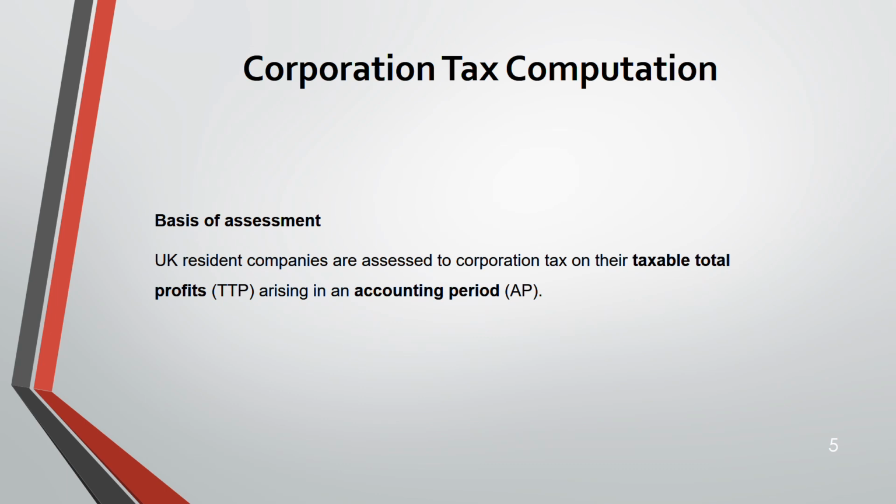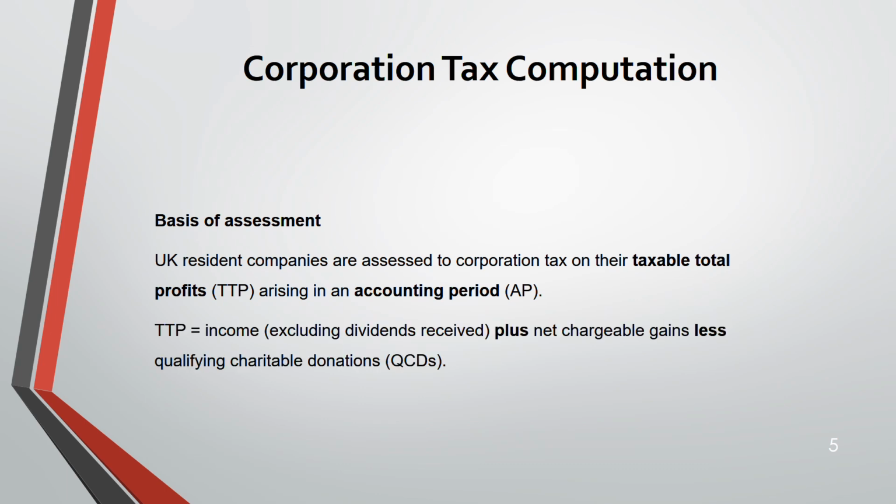Every tax has a new term on which we put the tax. Like for inheritance tax, we had taxable estate. For CGT, we had chargeable gain. For income tax, we had taxable income. Taxable gain we had for CGT. So likewise for corporation tax, we have taxable total profit, which arises in the accounting period, AP. So whenever I say TTP, it is taxable total profit. Whenever I say AP, it's accounting period.